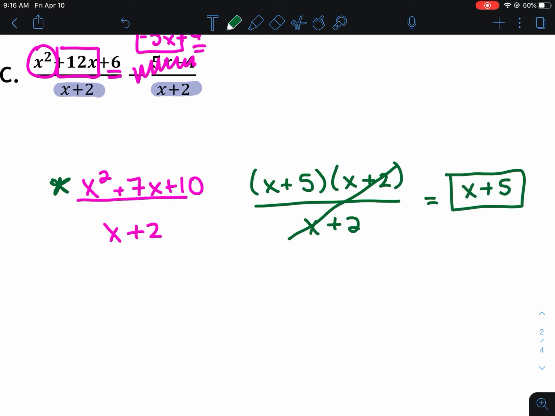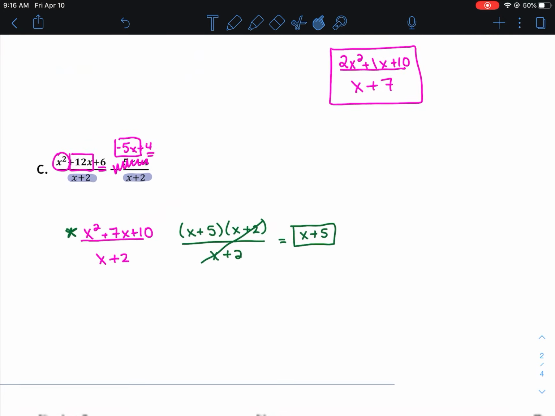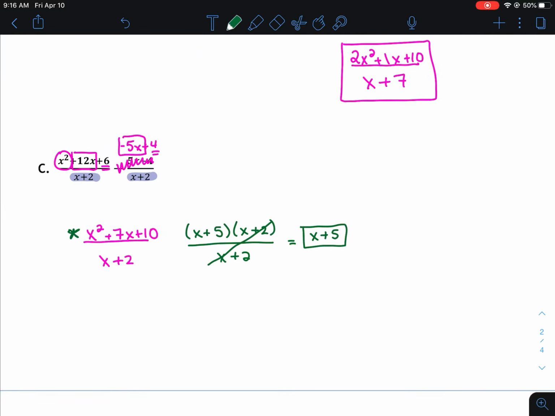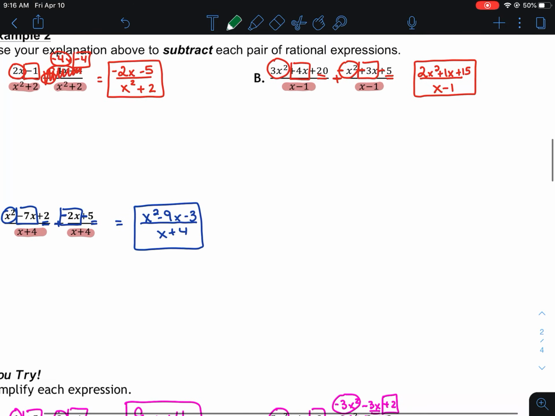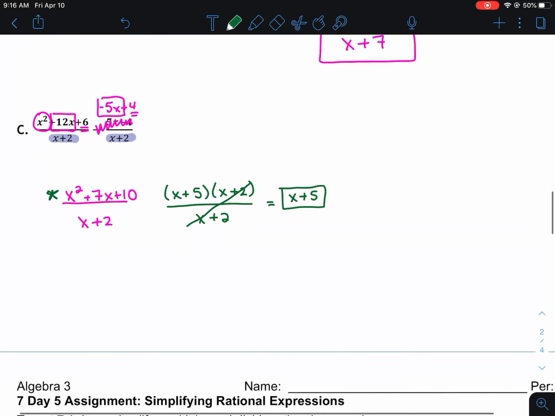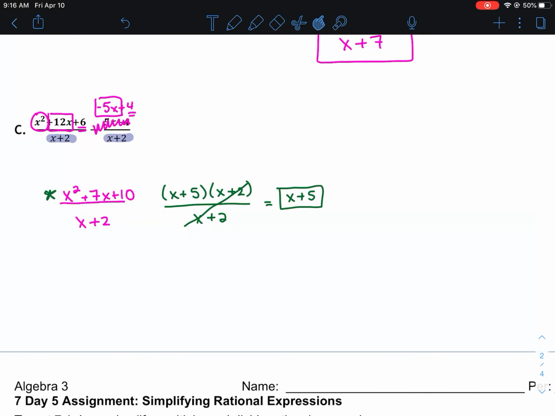Okay, so for these other ones, I noticed this one didn't really factor. Other ones we had, this didn't factor, this doesn't factor. So check to see if you can factor them, just like we did with the multiplying and dividing and the simplifying. And if you can, go ahead and do that.